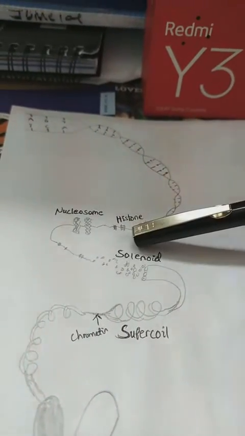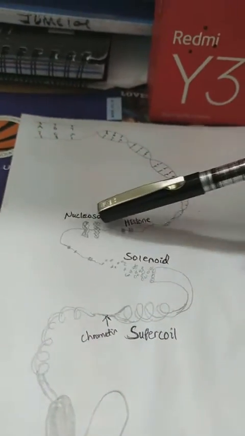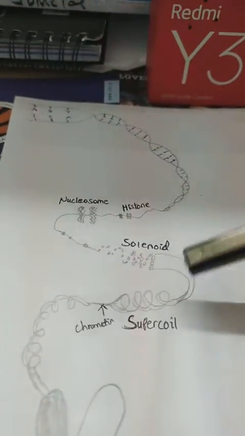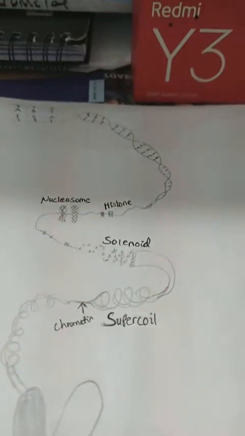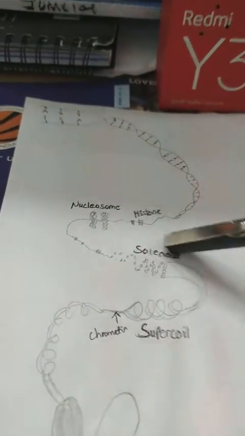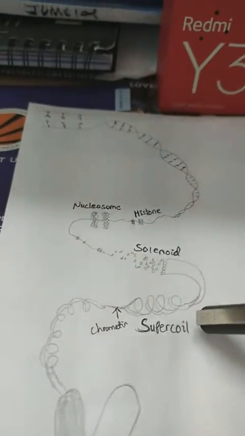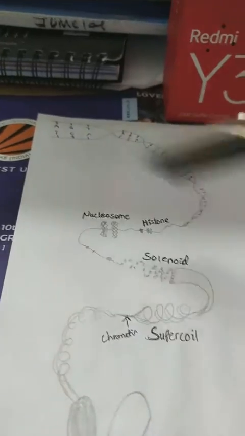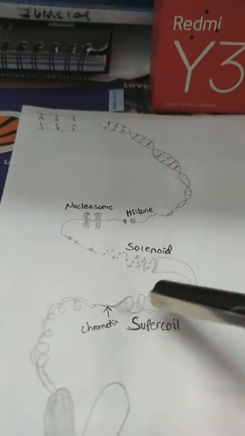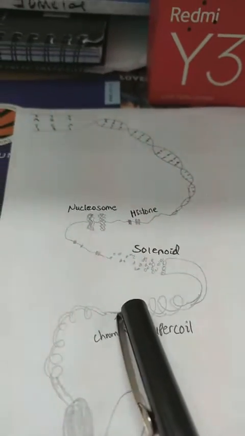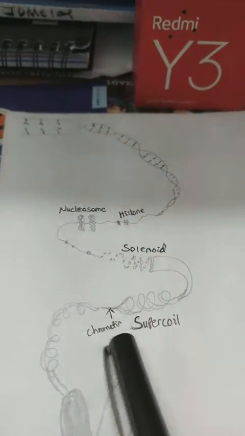So a solenoid is nothing much but these nucleosomes, which are now packed together in a helical structure to form another structure known as our solenoid. Now this doesn't stop here. Our solenoids coil even further to form another structure known as our supercoil. Now this goes on until we reach another region here known as chromatin.